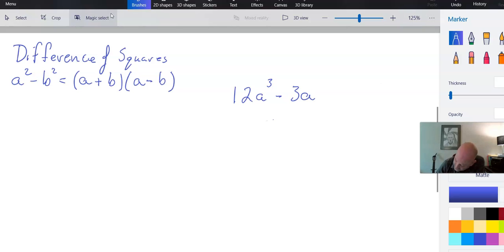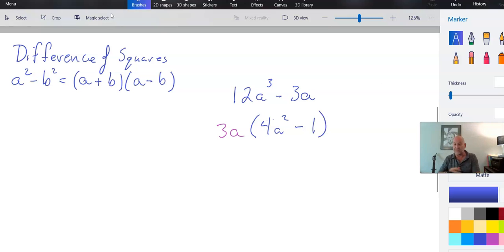Okay, so I'm assuming you've paused it. Let's go ahead and get started. Looking at this, if I look across both of these terms, I can see between 12 and 3 that 3 is a common factor, and between a cubed and a that a is a common factor. Let's see what we have left after that. If I pull the 3a out, that leaves me with 4a squared. And if I pull the 3a out of there, that leaves me with minus 1.